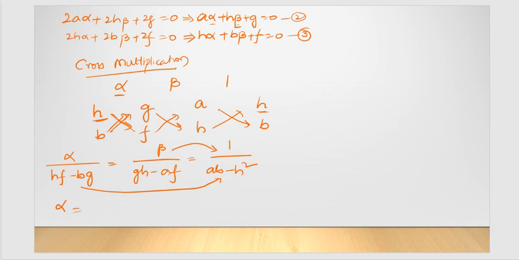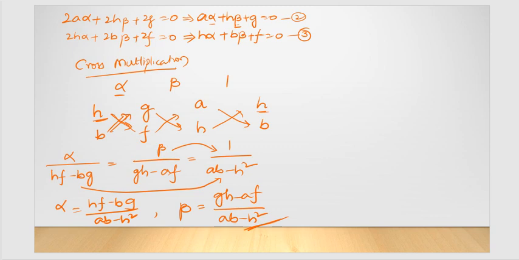Then α is equal to, this denominator will be cross multiplied with 1, which gives me (hf − bg) by (ab − h²), and my β value will be (gh − af) by (ab − h²). This is one of the important results that you need to remember. Whenever you get a second degree non-homogeneous equation, you are going to use this particular condition, right? While solving problems, if you want to eliminate the first degree terms in a particular second degree non-homogeneous equation, then you can use this condition.